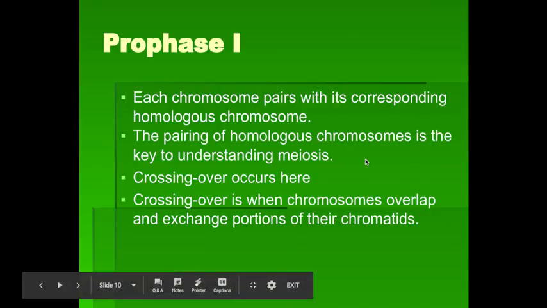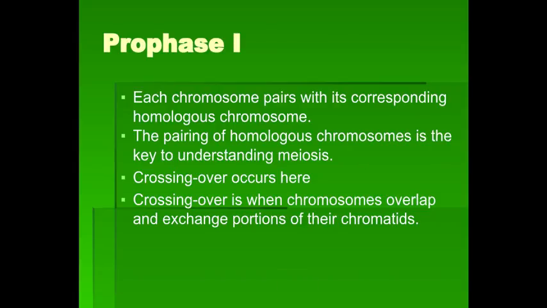And we have that pairing up, and it's really, really important for that to happen in meiosis. That way, all of the sex cells that are produced from this get the information that they need. So we don't wind up with some cells that have double information for hair color but no information for height.